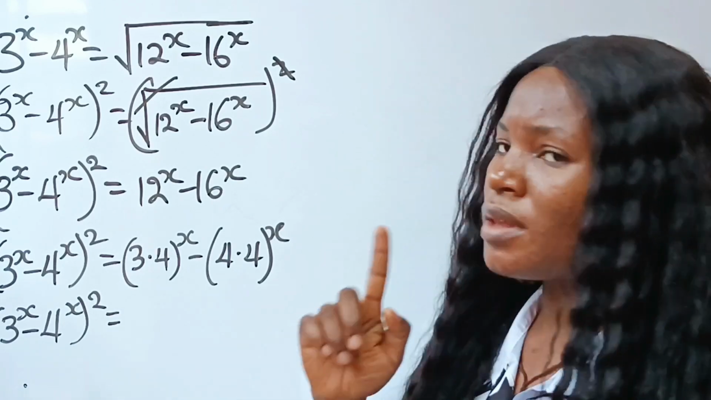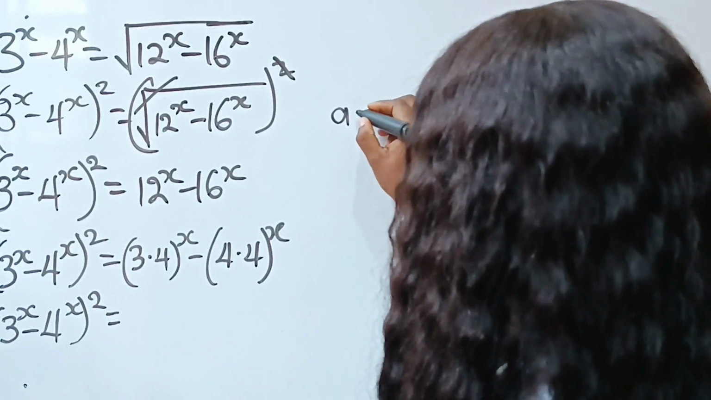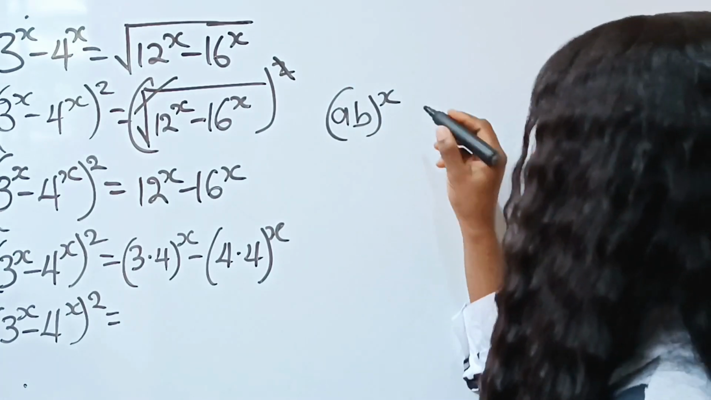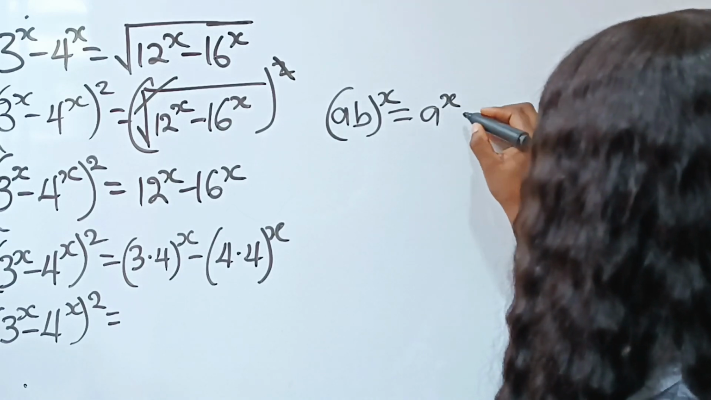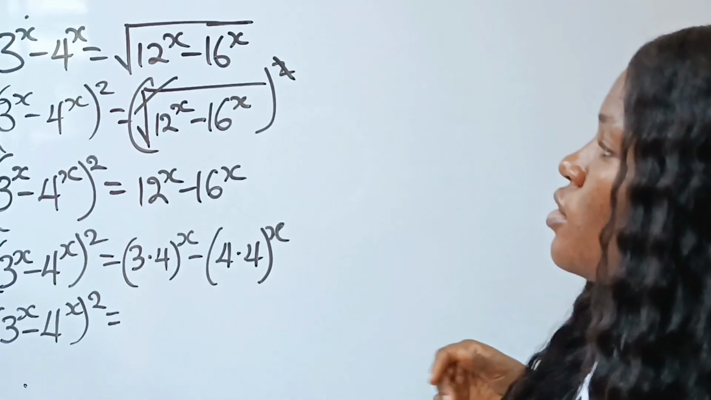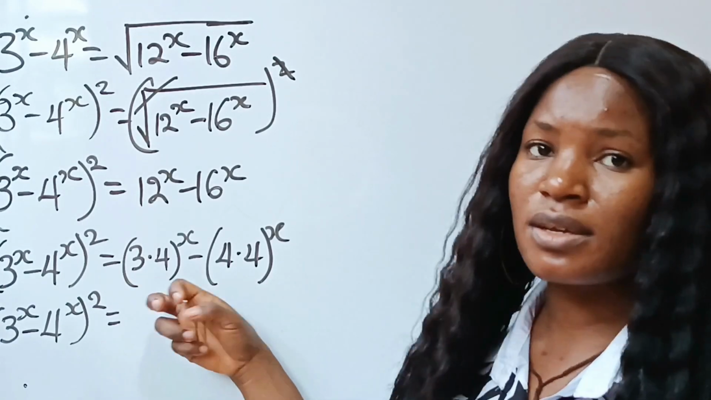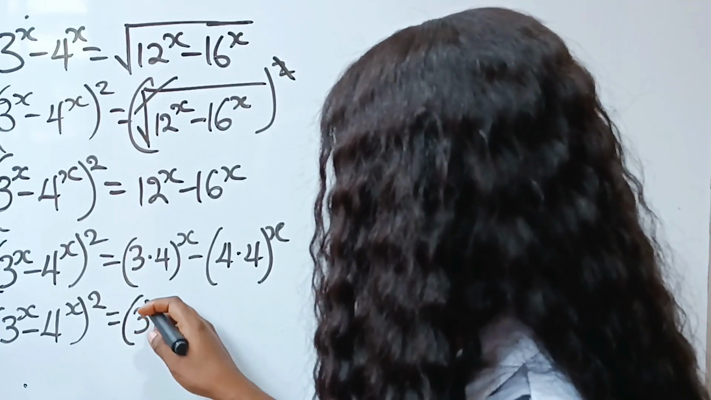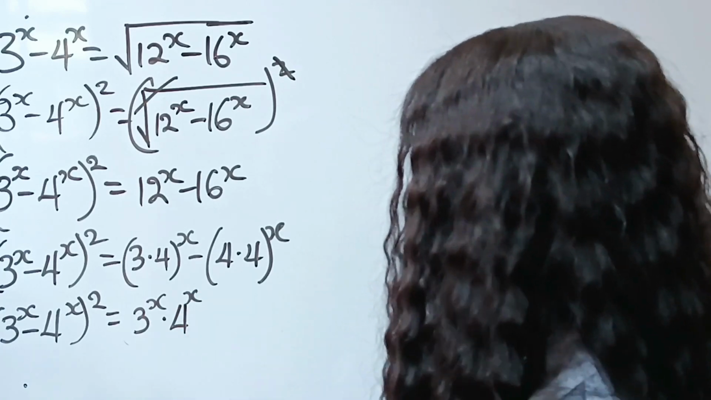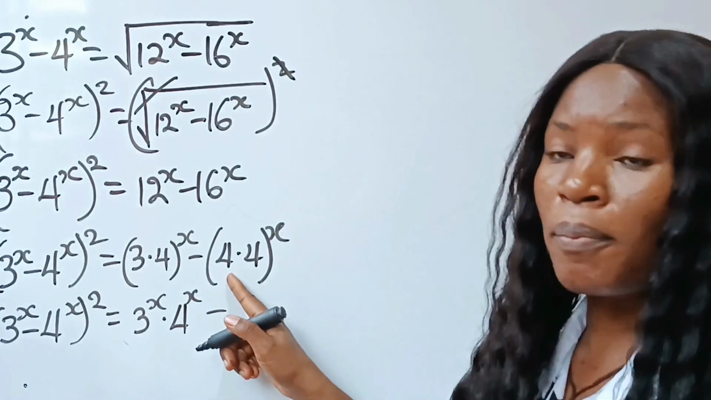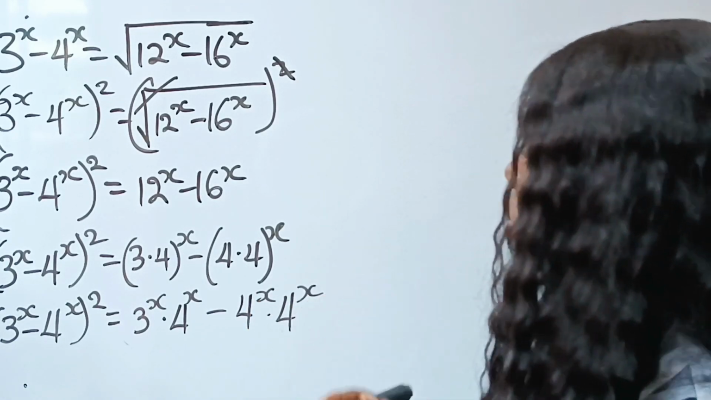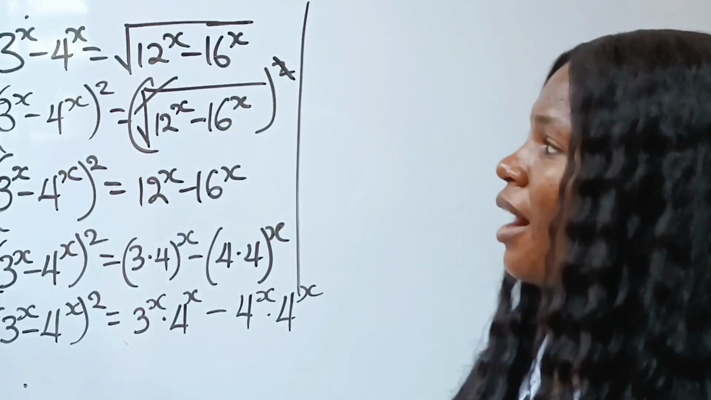All right, now we have (3 to the power of x minus 4 to the power of x) all squared is equal to, now when you have a multiplied by b raised to the power of x, this can be expressed as a to the power of x multiplied by b to the power of x. So that means that we can rewrite this as what? 3 to the power of x, no need for the bracket again, multiplied by 4 to the power of x minus, the same thing will happen here, right? We have 4 to the power of x multiplied by 4 to the power of x. All right, now let's continue.